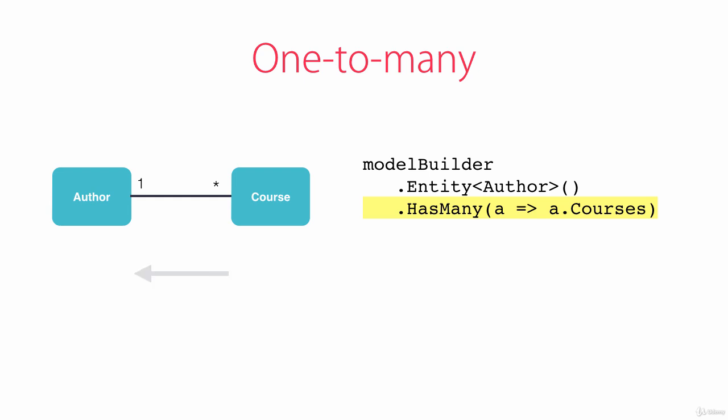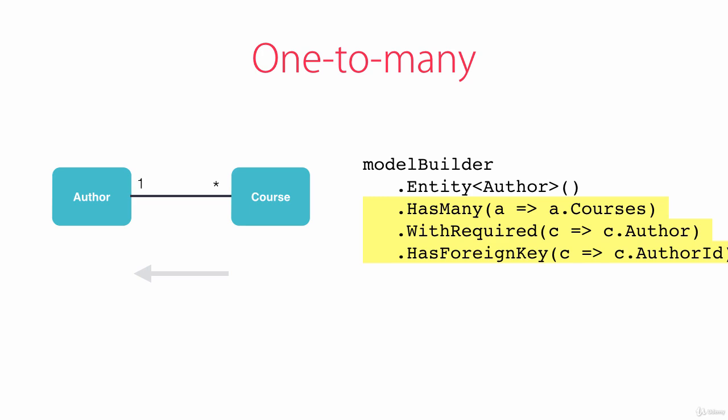Now we need the reverse direction. So we start from Course going towards Author. A course has only one author, so we call WithRequired method. And again, we supply a lambda expression that specifies the target property. So c.Author represents the Author property in the Course class that is a navigation property to the end of the relationship. Now we can optionally specify the name of the foreign key.